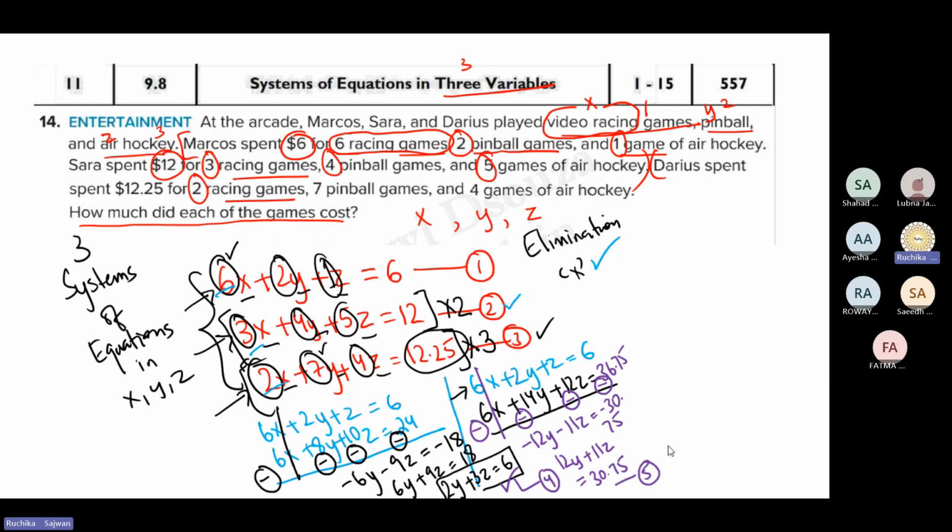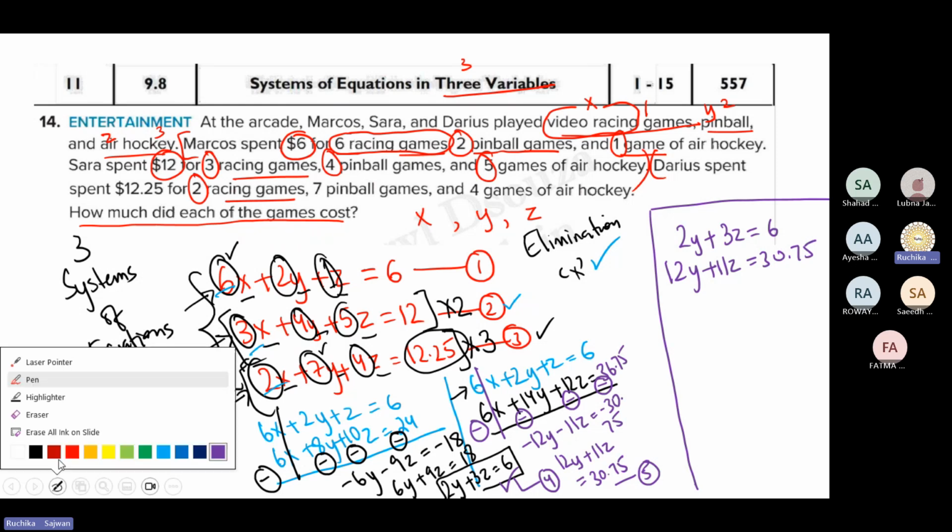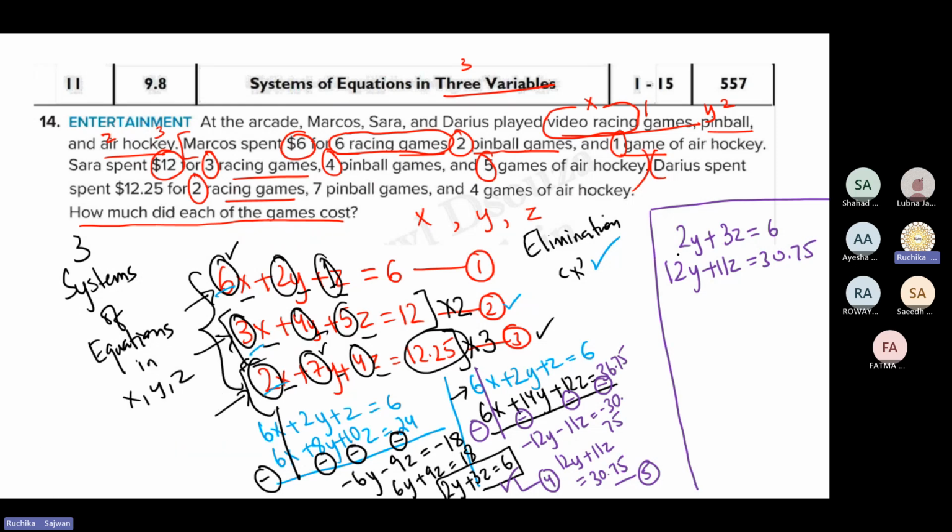Now it's very easy. We are almost done. It's almost time for us to close. So I will just leave this as your homework to finish. I will give you the final step and then you can just solve it like linear equation in 2 parts. So the final steps will be to solve 2y plus 3z equal to 6 and 12y plus 11z equal to 30.75. And I'm sure you are able to understand that the only easy way is to eliminate y. So you will multiply this equation with 6, right? Because we are going to eliminate y this time. So let's write 12y plus 18z equal to 36.